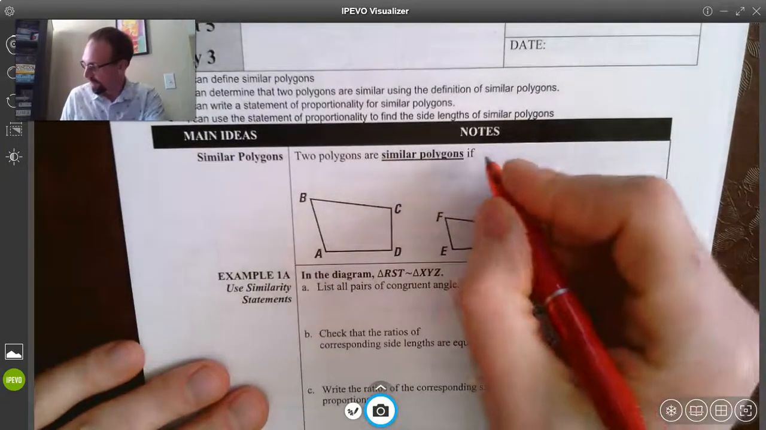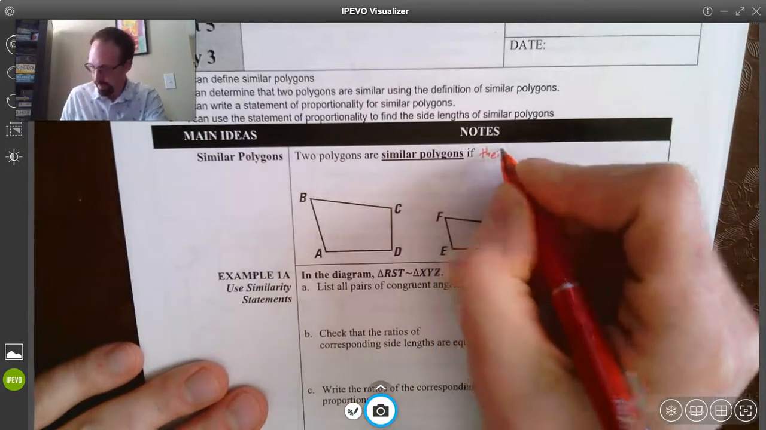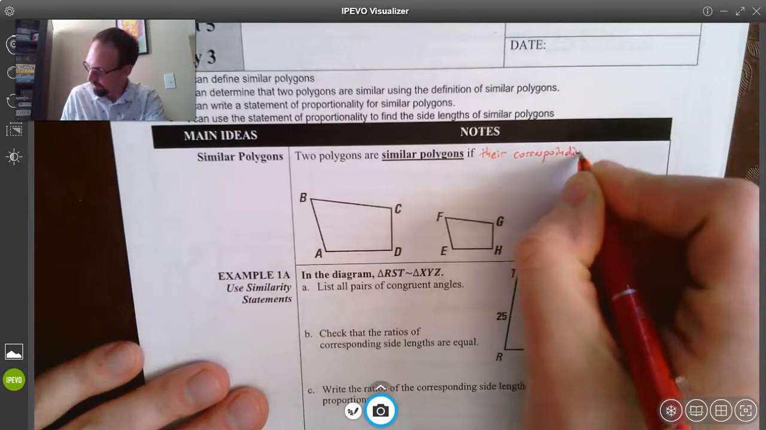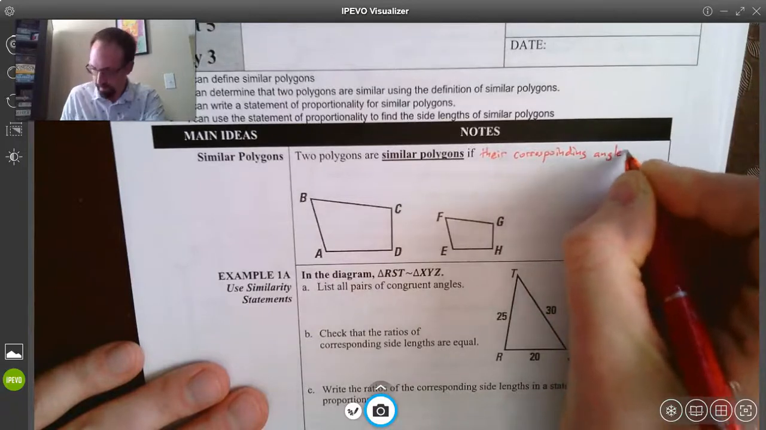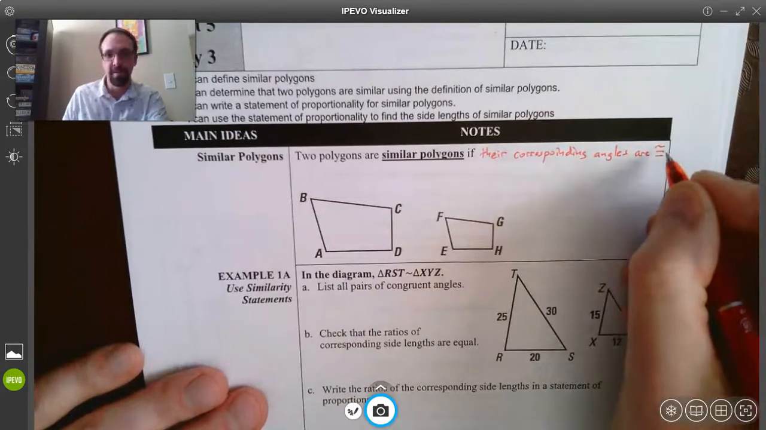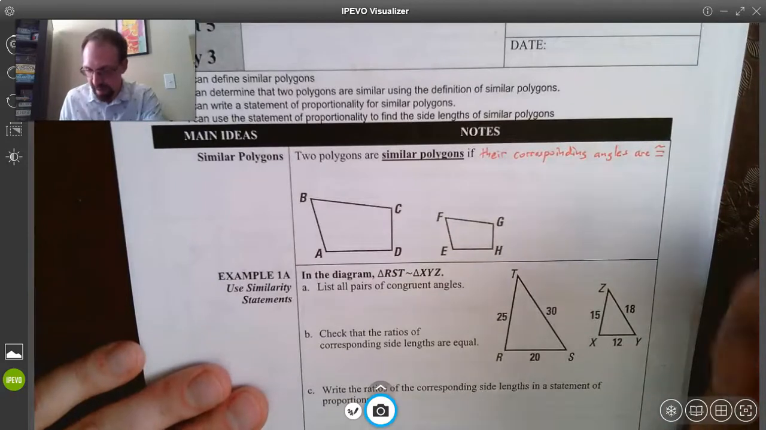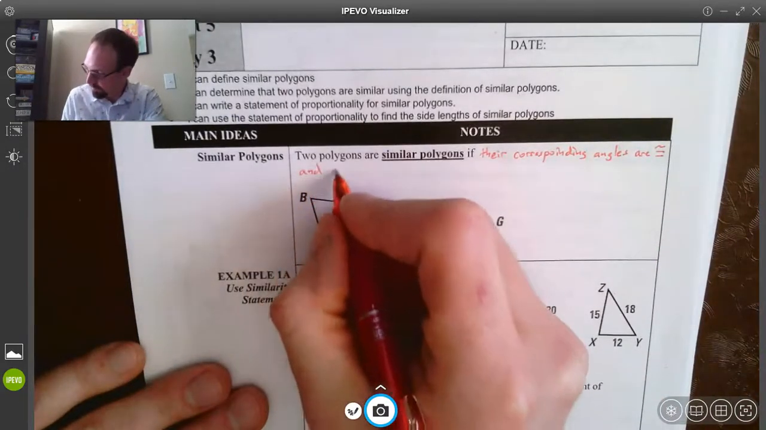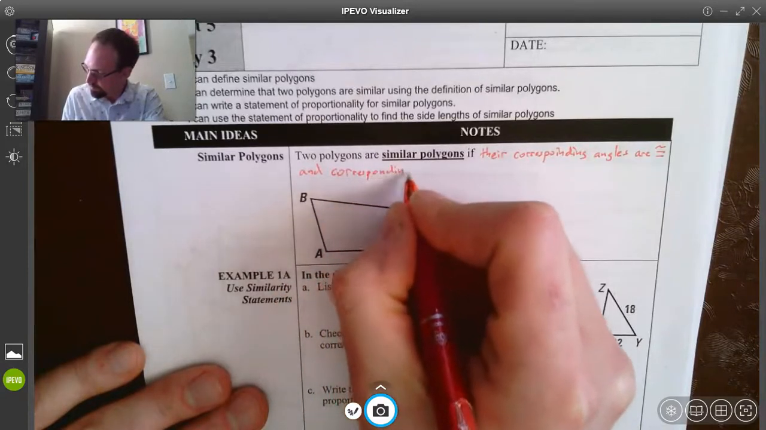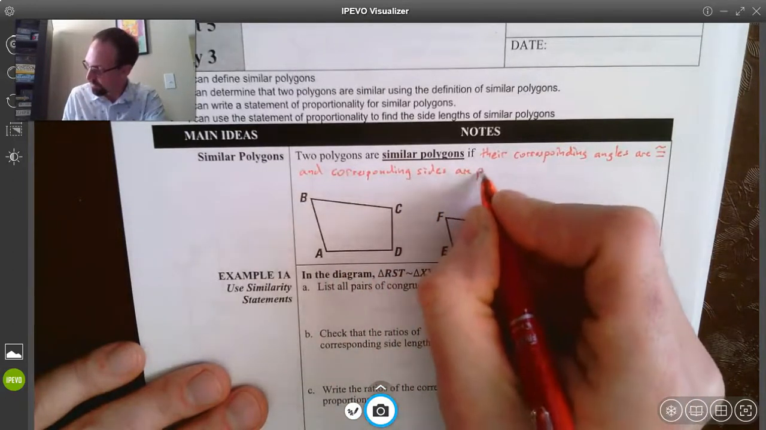So first we have to talk about how two polygons are similar if their corresponding angles are congruent. So remember, that symbol is the congruent symbol, an equal sign with the tilde above. And corresponding sides are proportional.